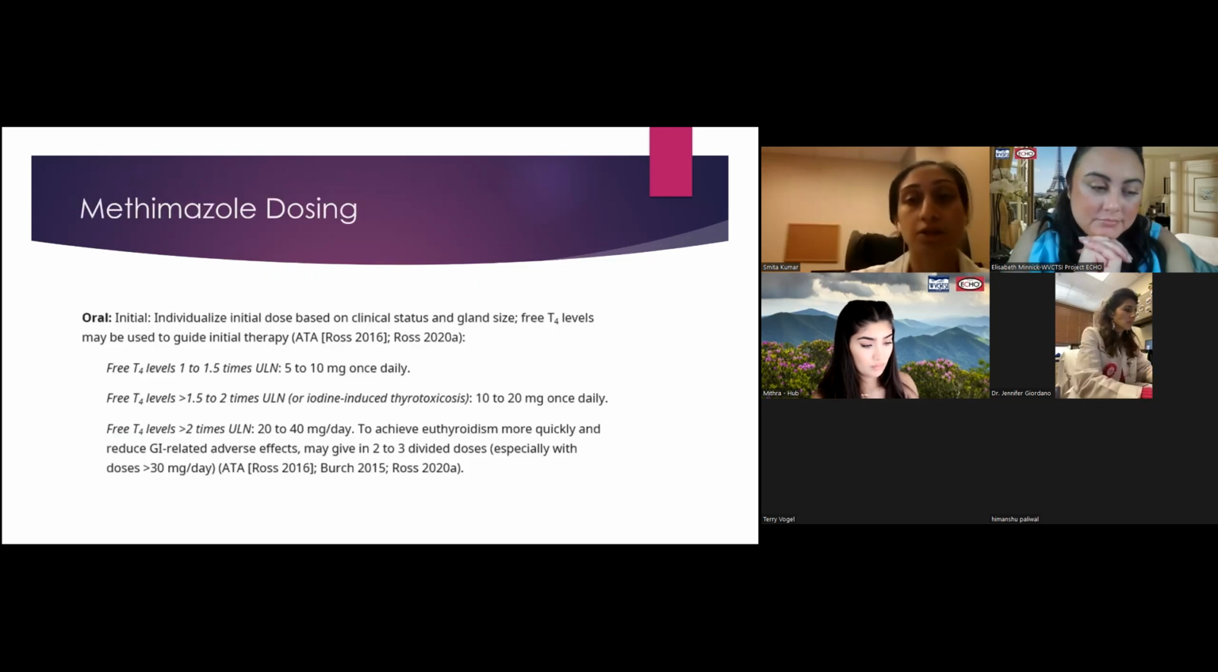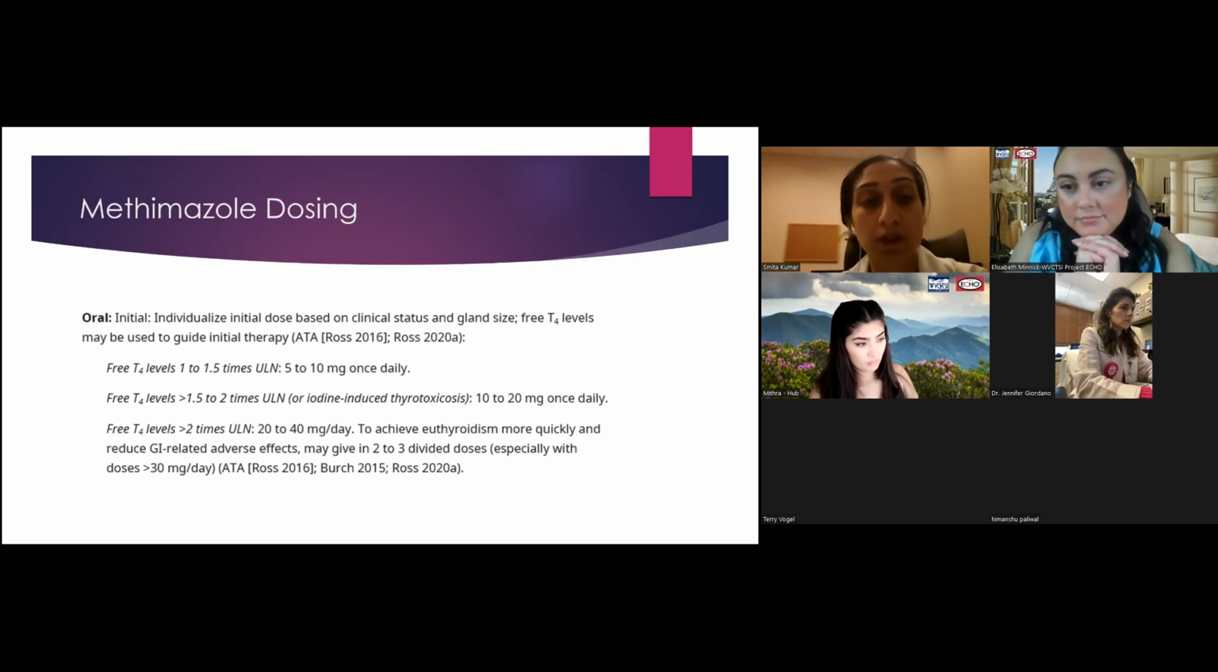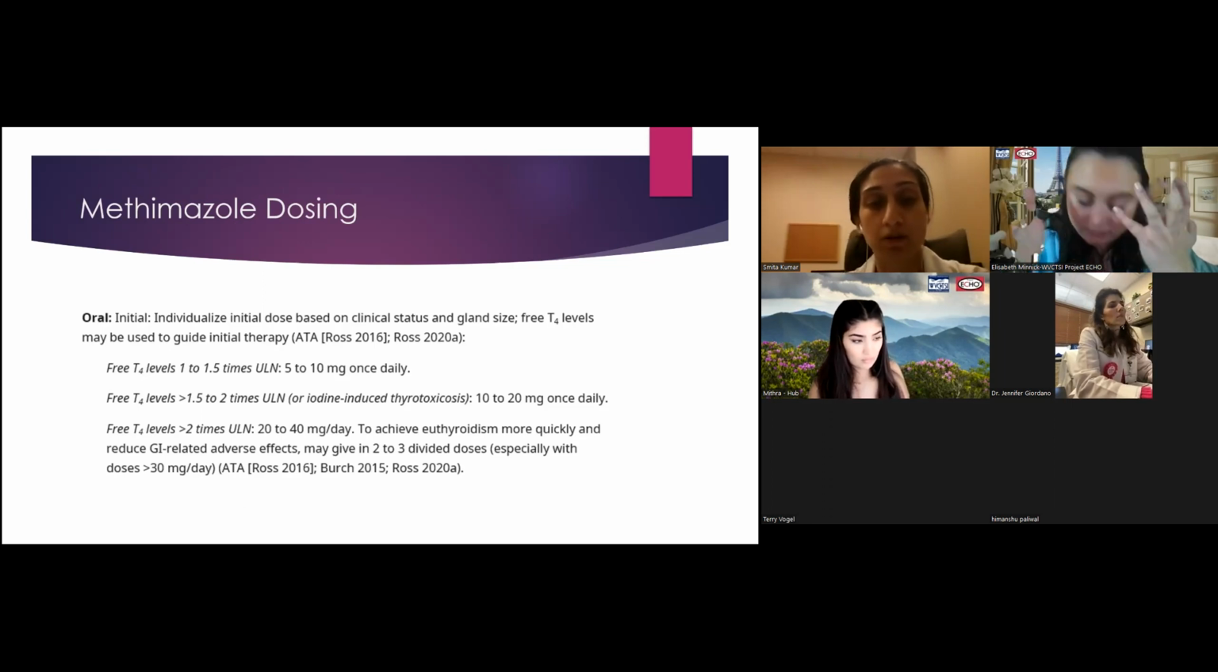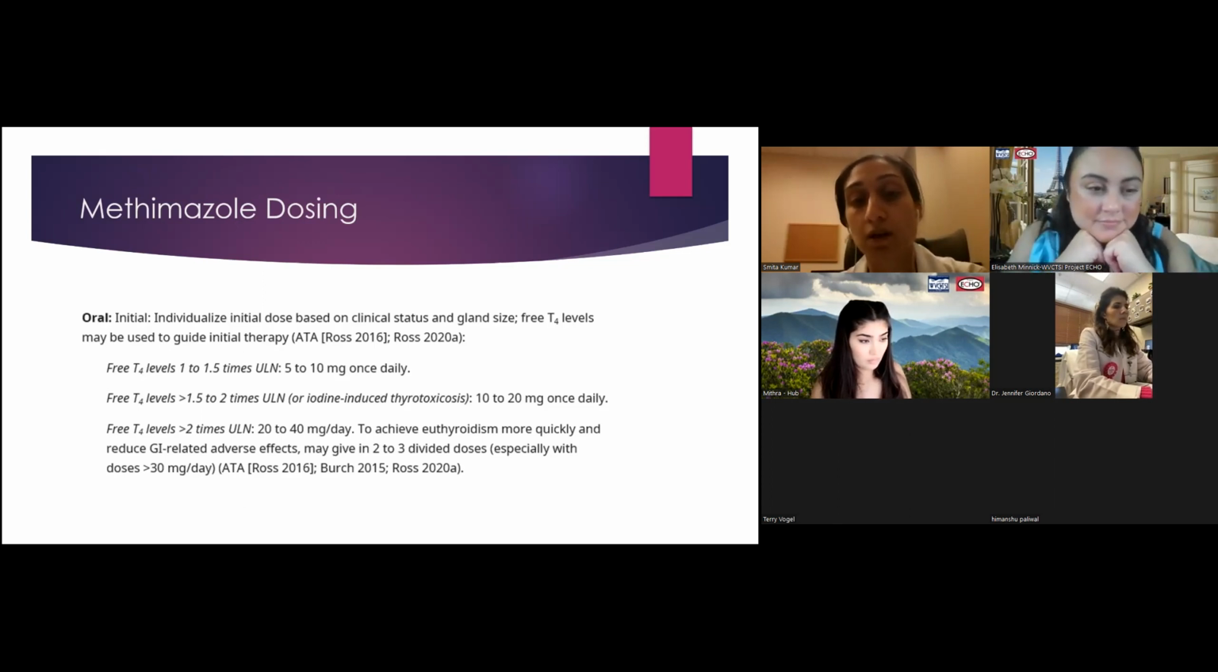So I just wanted to include this chart on methimazole dosing. This can be found in UpToDate, and I think it's helpful in providing where you want to start in terms of how much methimazole to give. So it really is looking at those free T4 levels. Are they 1 to 1.5 times the upper limit of normal, or greater than 2 times the upper limit of normal, and what could be a good starting dose of the methimazole.